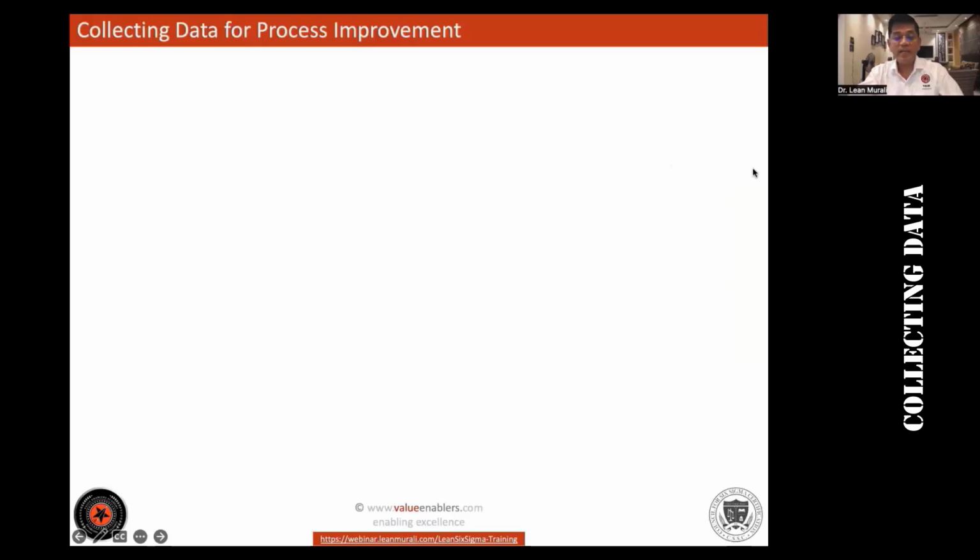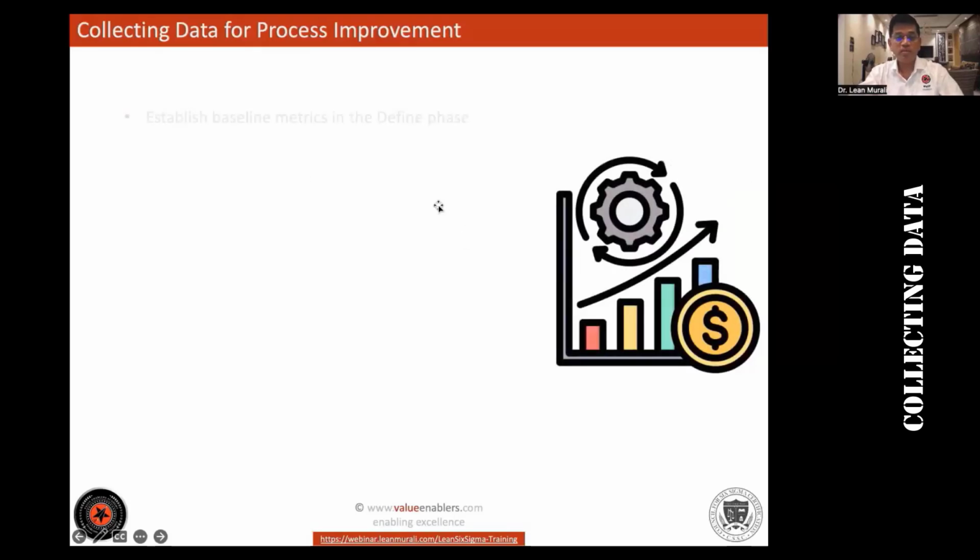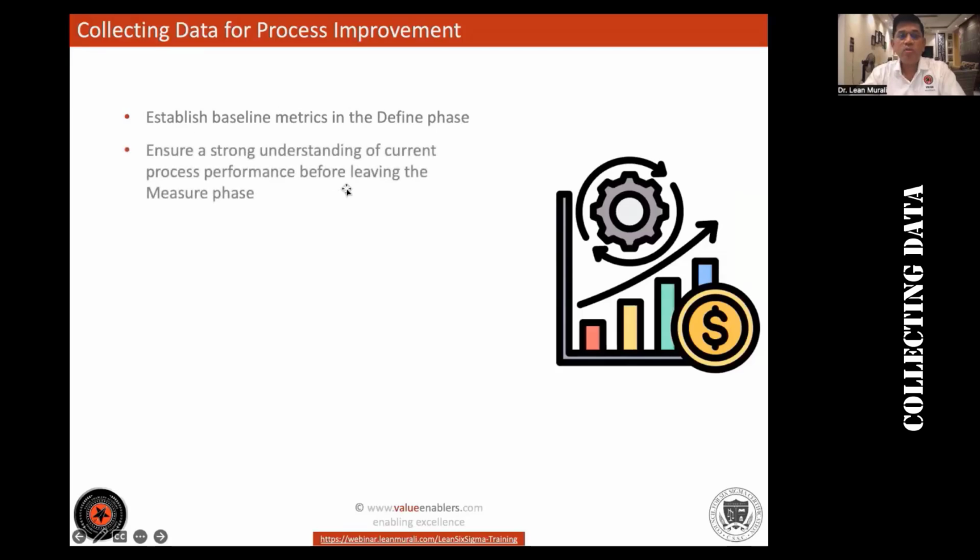Okay, so collecting the data for process improvement. So we have established some metrics in the define phase, and we ensure a strong understanding of the current process performance. It is very important to find out your current state in terms of your capability before establishing the future state and crafting an improvement plan. How many of you agree with me?